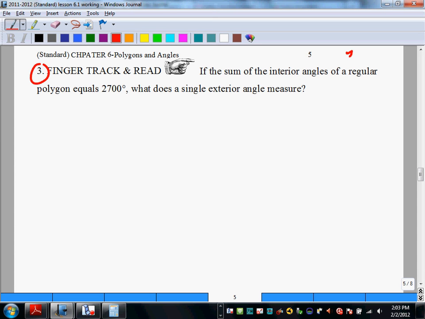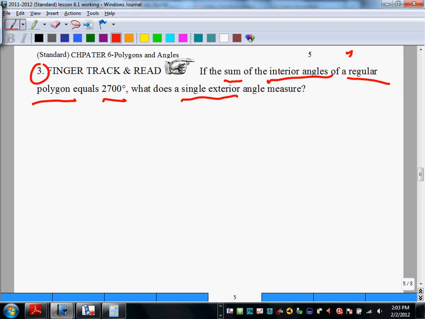It's on page 5. What are your buzzwords there, buddy? Sum. You actually have to touch the screen. Sum. Good. What else? Interior angles. That's right. Regular polygon. That's right. Is equal to 2,700. Good. And what are we hunting for? Single exterior angle. Good.